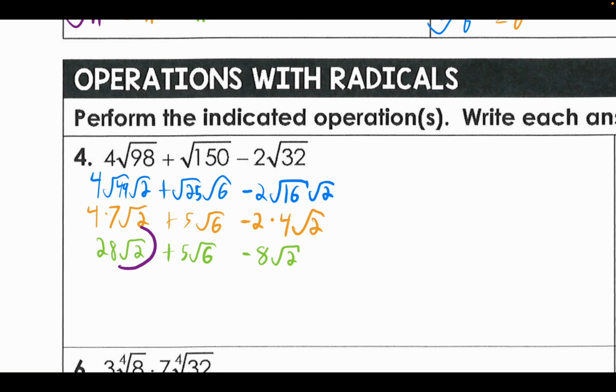And now, as far as common radicals, we have square root 2, square root 2. So those can combine. So we combine the coefficients. 28 minus 8 gives us 20 square root 2. And we just rewrite the plus 5 square root 6. And we call it good.